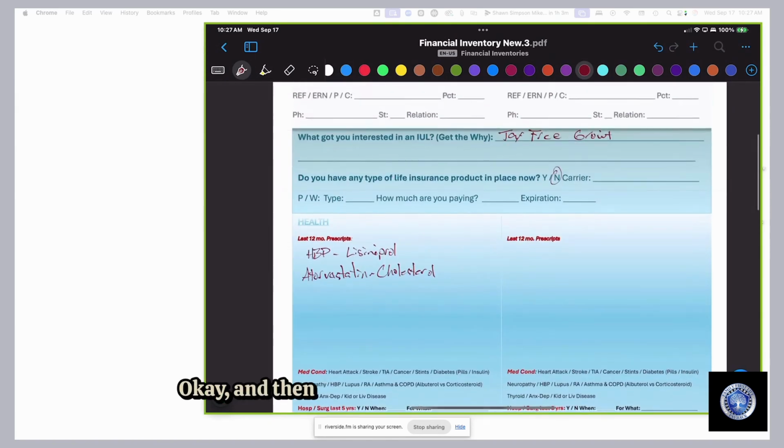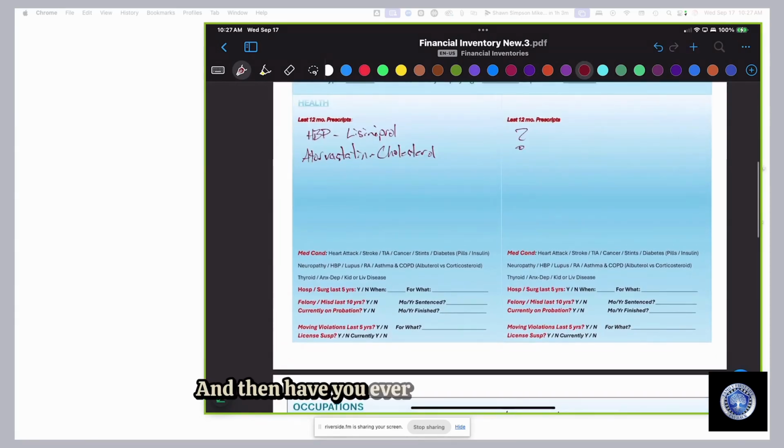Okay, and then what prescription medications is Diane taking? Well, I don't know, to be honest with you. She just takes them every morning when I'm not around. Okay. So I'm going to just put a question mark here. And then, have you ever had a heart attack, stroke, mini stroke, cancer, any stents, any diabetes, neuropathy, high blood pressure? Well, obviously you have the high blood pressure, but anything else?